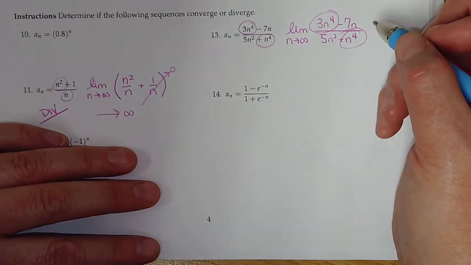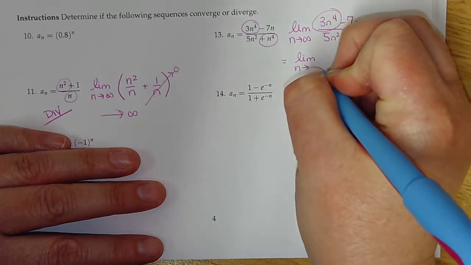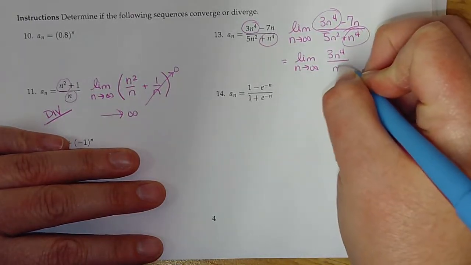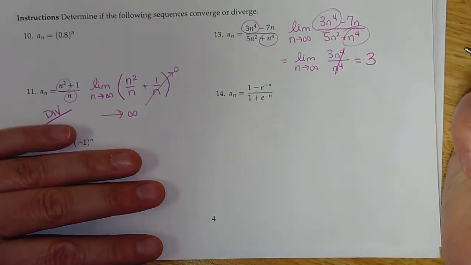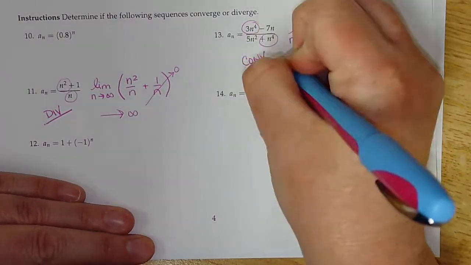So I'm going to take these two biggest powers. So this is going to be equal to the limit as n goes to infinity of 3n to the fourth over a positive n to the fourth. And so then this is just equal to 3. Okay, so in that case, this one converges.